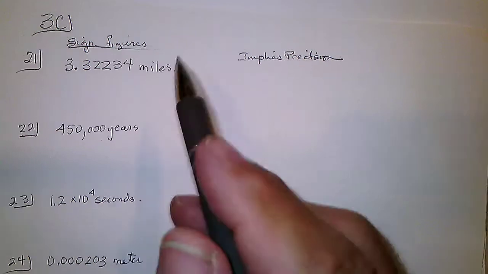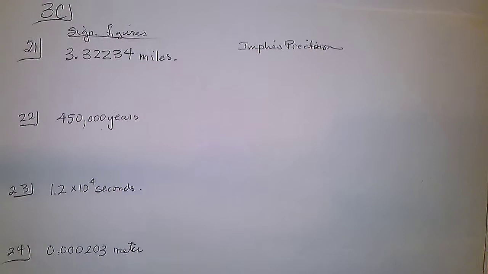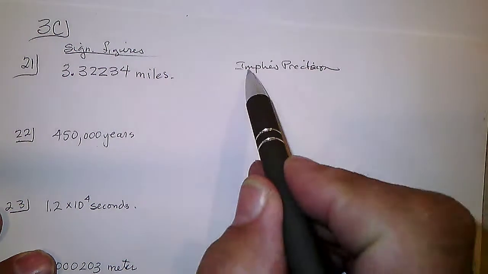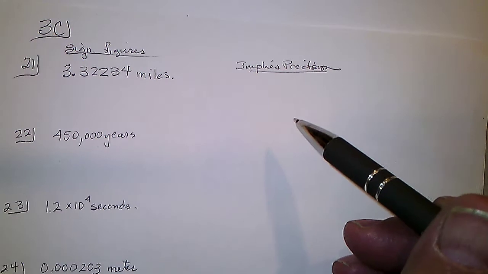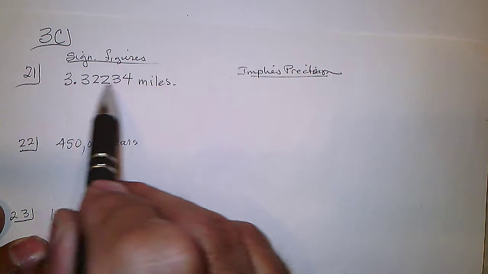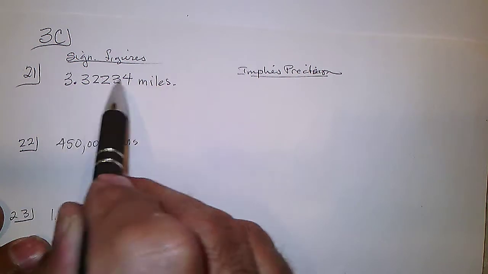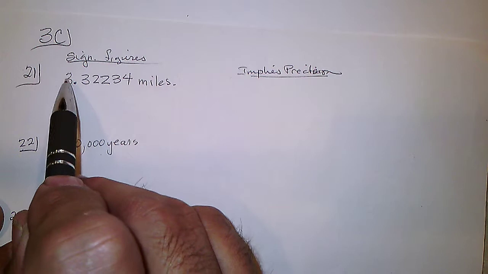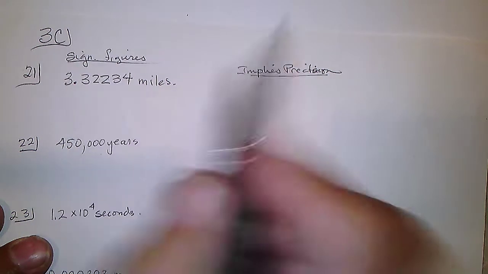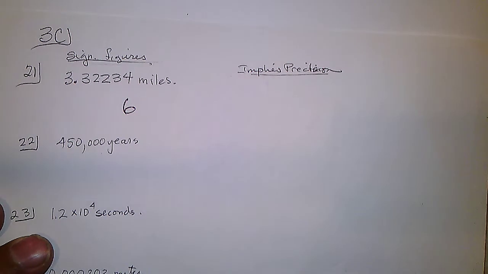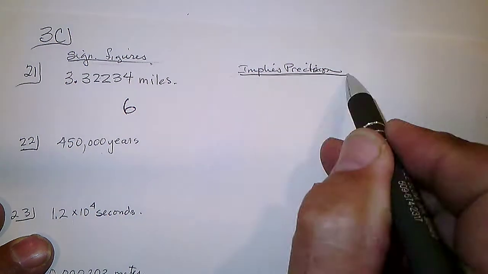That appeared people were struggling with. A lot of these are all the same stuff here, and it's what are the significant figures and what's the implied precision. Okay, so there's no zeros. These are all whole numbers, so we count the number of significant digits: 1, 2, 3, 4, 5, 6. 6 significant figures.